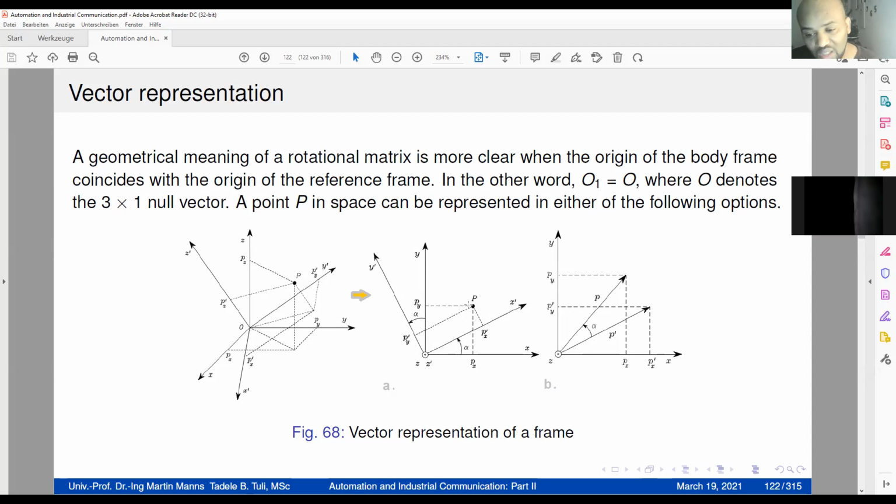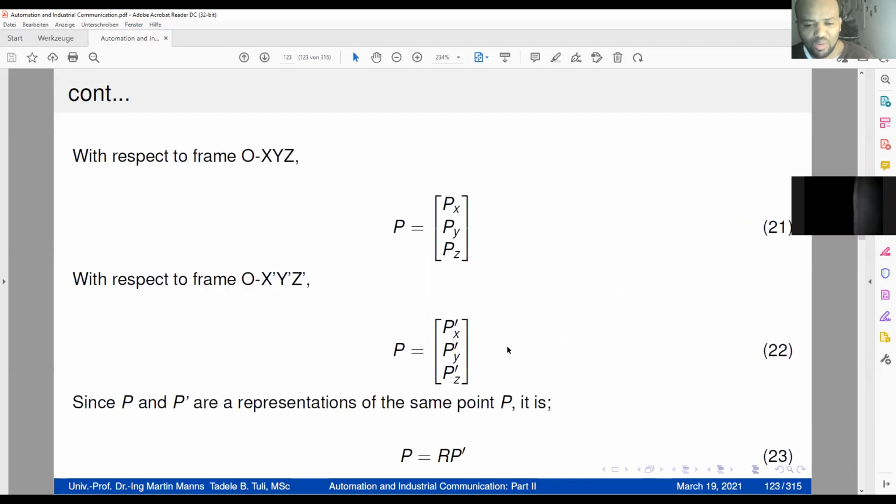Now if you want to represent this original P with the letter P, this is another representation which is moving again from P prime to P. Then still you have some variation. Now, if you want to manipulate this, you need to have a concept of how you have to multiply the position with the rotation matrix.